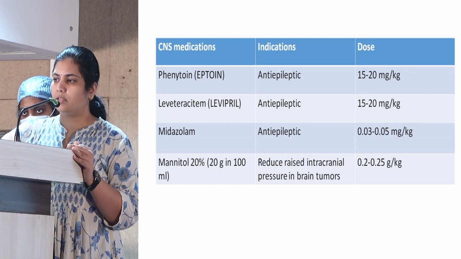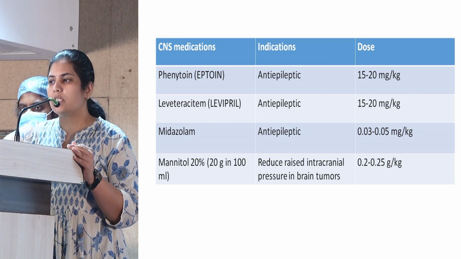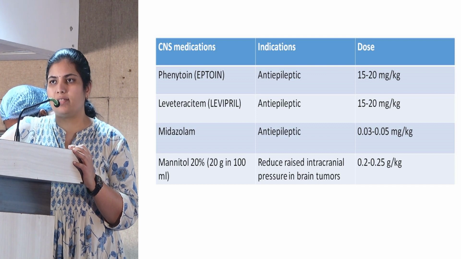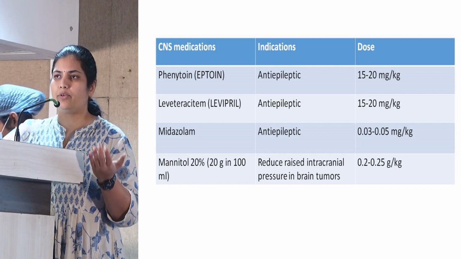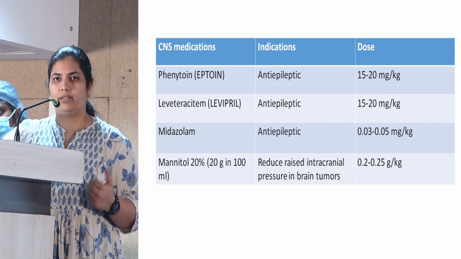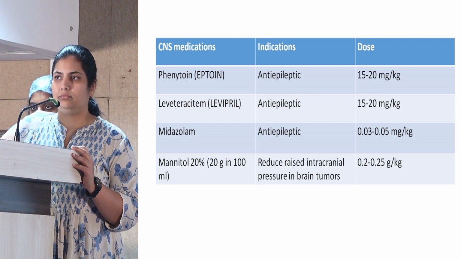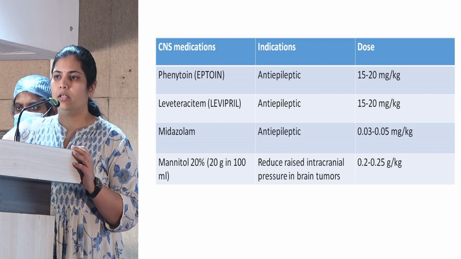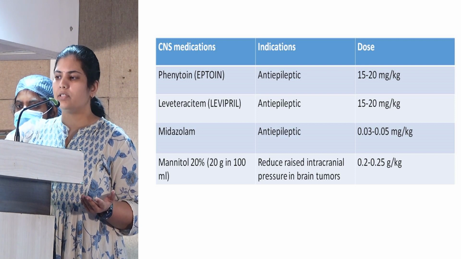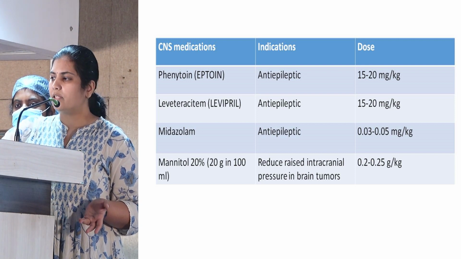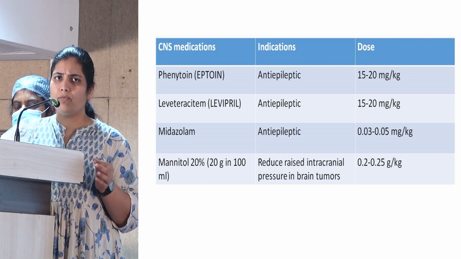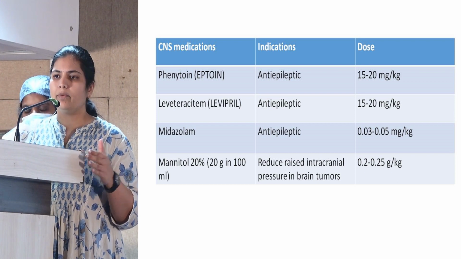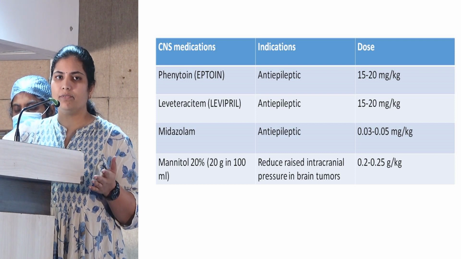Then CNS medications. A patient with seizures: when a patient suddenly has seizures in an ICU, what drugs do you have to load and give? For immediate control of seizures, we can give midazolam. 1 ml contains 1 mg of midazolam. So 1 mg or 2 mg of midazolam we can give for immediate control of seizures.